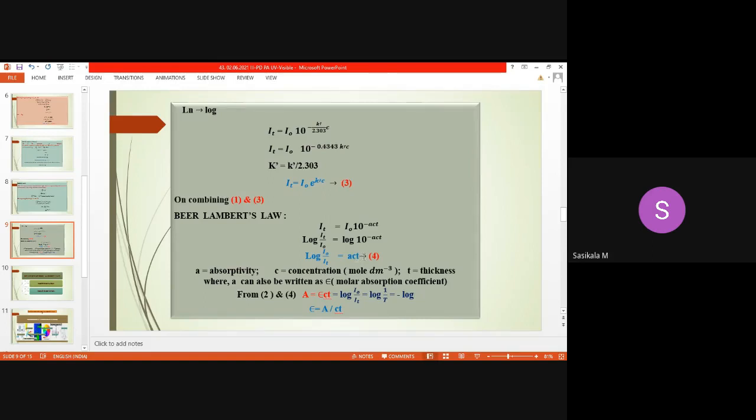So ABC, you can write it as small abc. Capital A equal to small abc. A represents absorptivity. B represents path length or thickness, 1 centimeter. And concentration is your sample concentration. What concentration you have taken for analysis, that is in the cuvette.